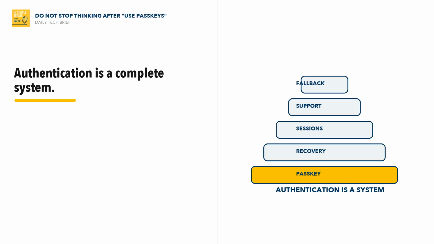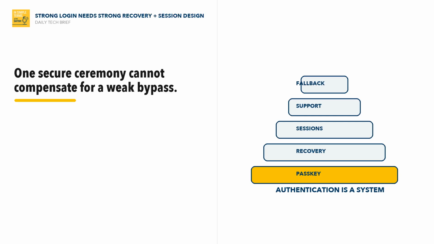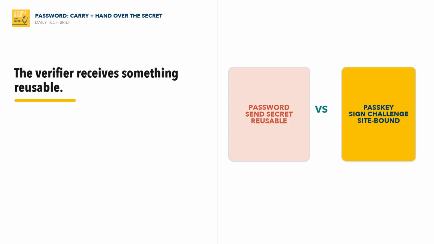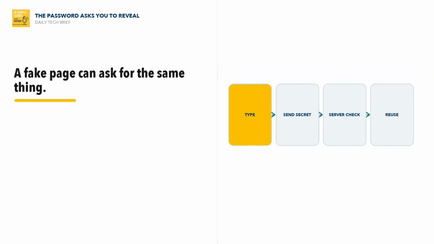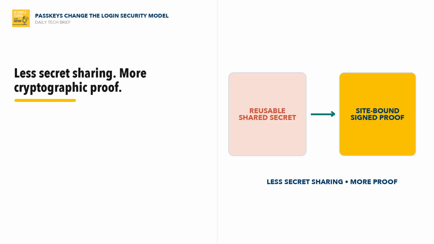So the takeaway is not simply use passkeys and stop thinking. The takeaway is this: passkeys remove the reusable shared secret from normal login. That is a major improvement. But strong authentication still needs careful recovery, session security, and fallback design. In simple terms, the password asks you to carry the secret. The passkey lets your device prove the secret without handing it over. That is why this shift matters.